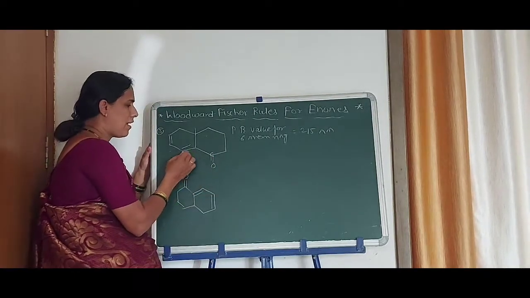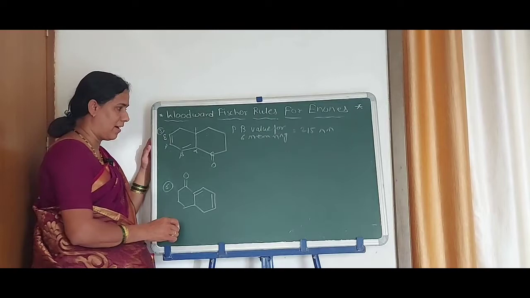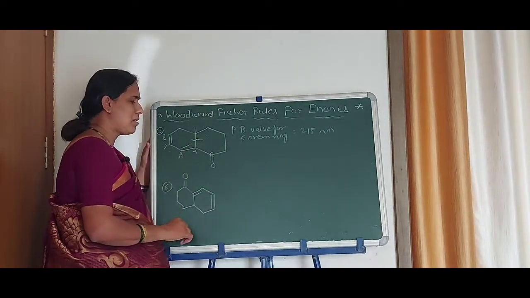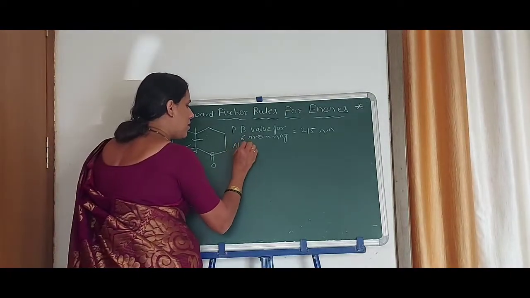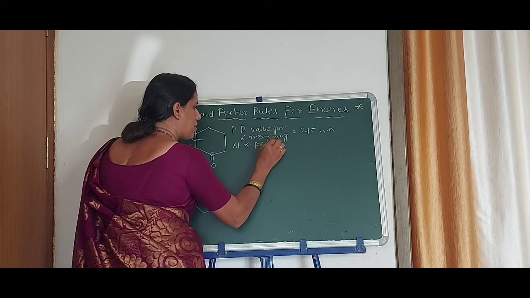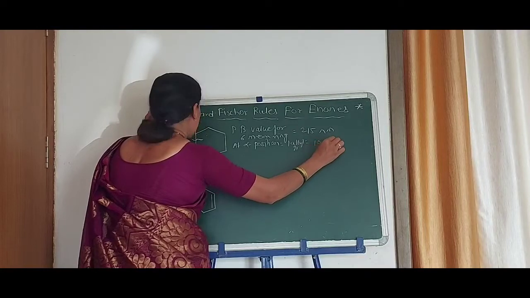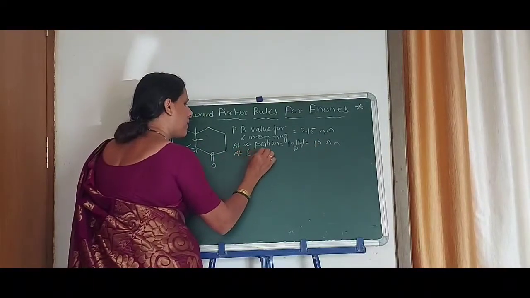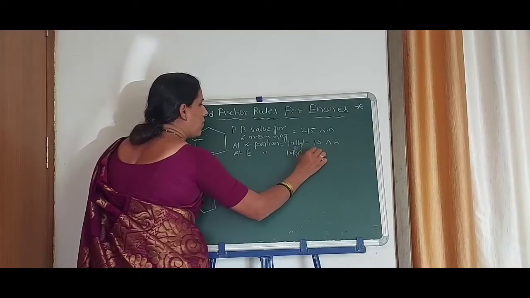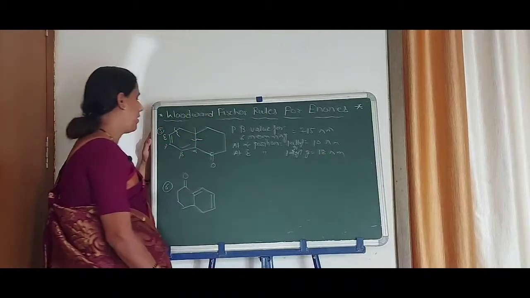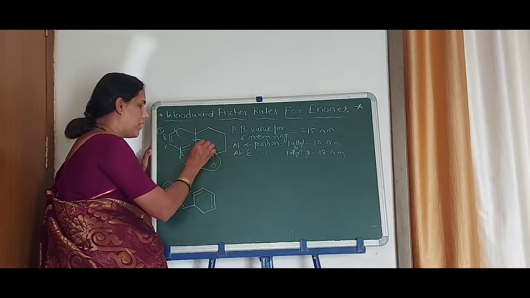Okay, you have to just specify the alpha carbon atom, beta carbon atom, alpha, beta, gamma, and delta. At alpha position, which is a substituent? This is. At delta position, which is a substituent? Here this is. Therefore, at alpha position, one alkyl group, therefore add 10 nanometer. At delta position, one alkyl group, therefore add 18 nanometer.